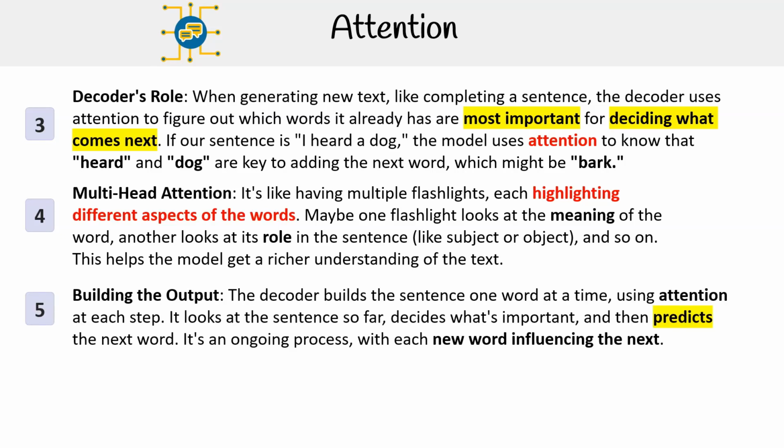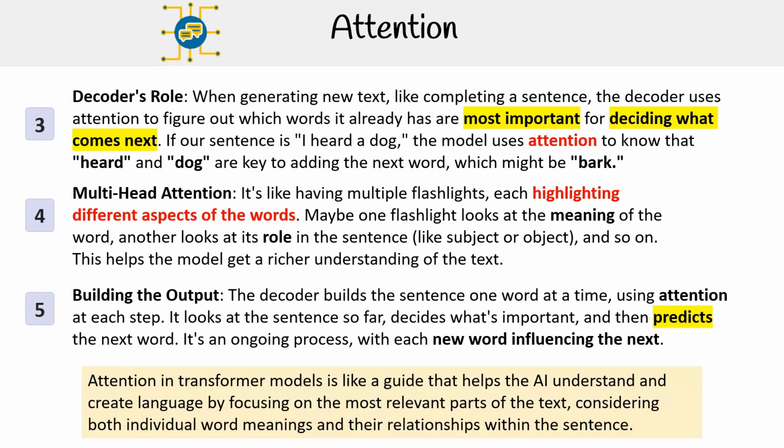Building the output: the decoder builds the sentence one word at a time, using attention at each step. It looks at the sentence so far, decides what's important, and then predicts the next word. It's an ongoing process, with each new word influencing the next. So, attention in transformer models is like a guide that helps the AI understand and create language by focusing on the most relevant parts of the text, considering both individual word meanings and their relationships within the sentence.